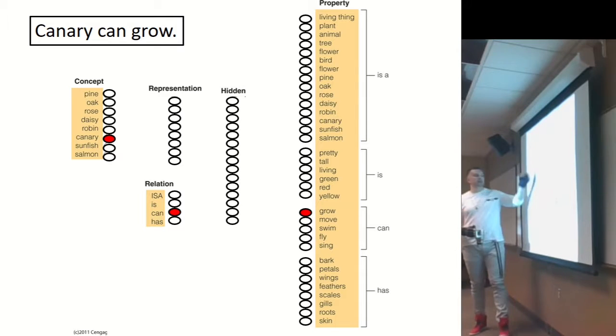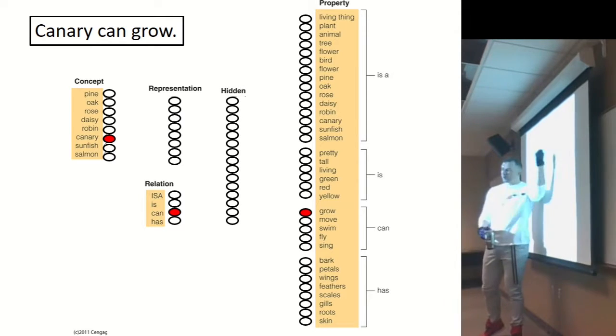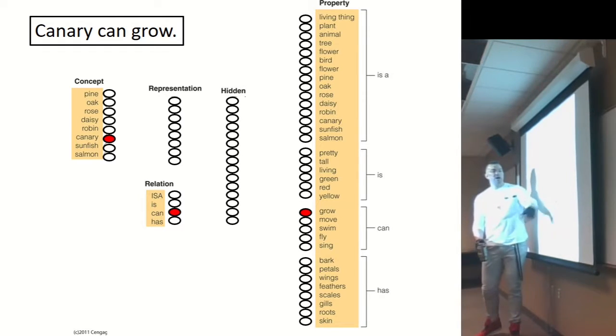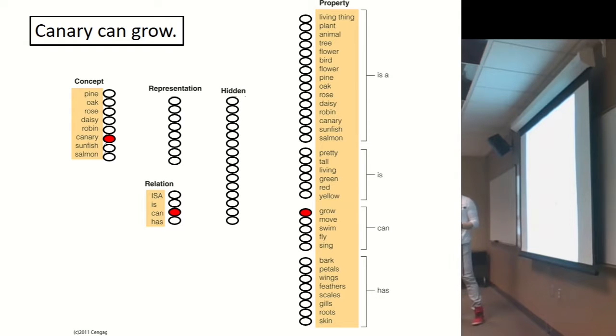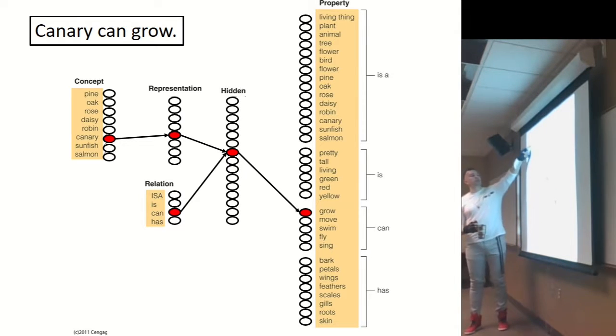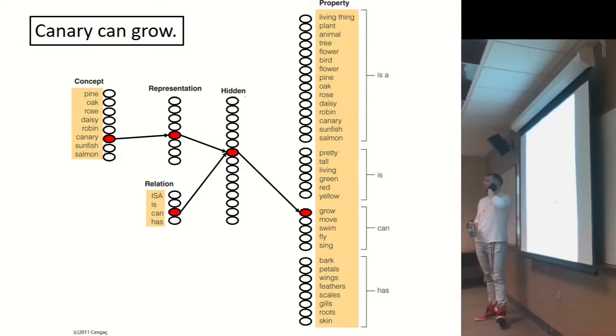So when somebody says canary can, your connectionist network, in order to represent this knowledge, should have that output of grow activated by the end of it. So in this case, we could link canary to a representation unit that it activates. That representation unit might be linked to a hidden unit. That can relation might also be linked to that hidden unit. And then when that's activated, that can get linked to grow. And then this pattern of activation would represent in your mind the idea that a canary can grow.